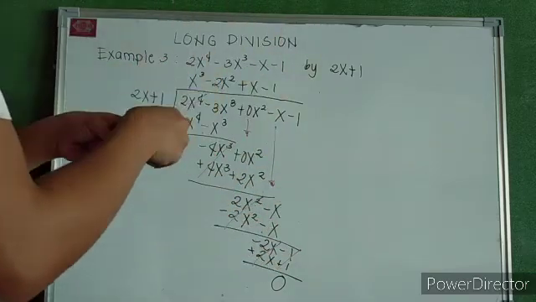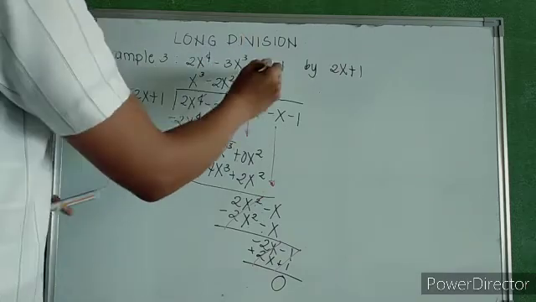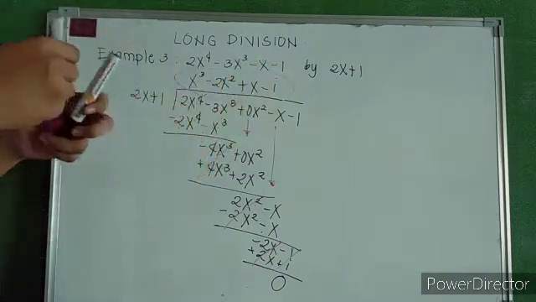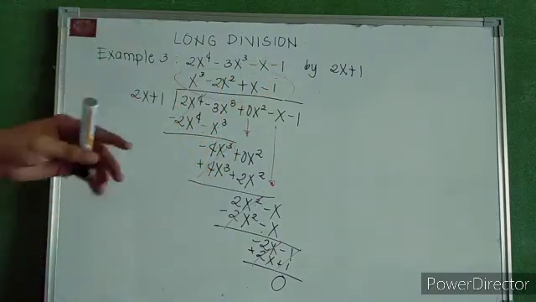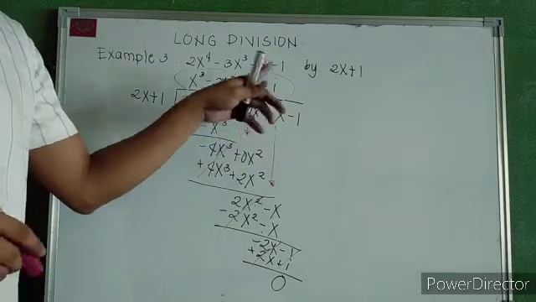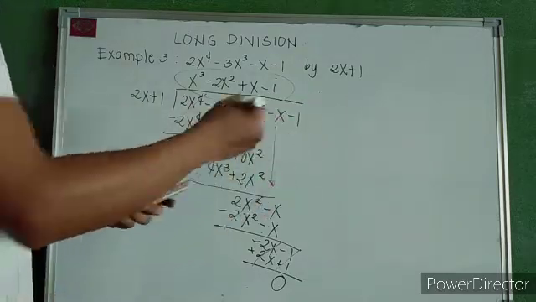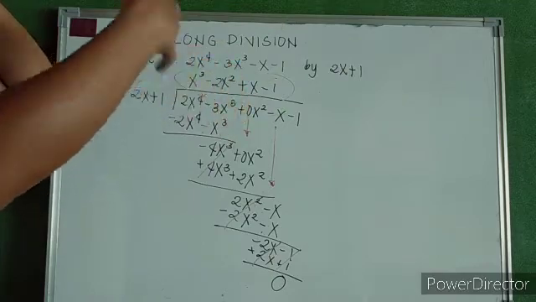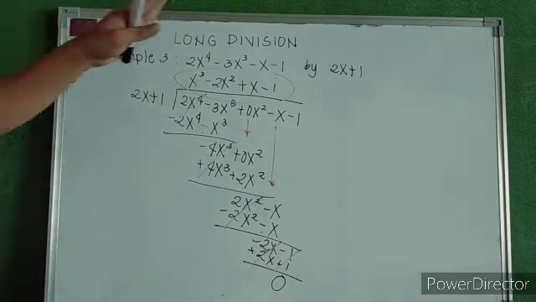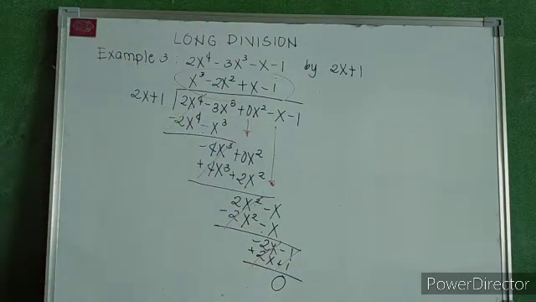So yung nakuha nating quotient, that is equal to x cubed minus 2x squared plus x minus 1. So this will be our final answer. So hindi na natin siya lalagyan ng r is equal to 0. So automatic naman kasi yun, kapag wala tayong remainder, ibig sabihin 0 siya. Okay? So the final answer would be x cubed minus 2x squared plus x minus 1. Okay?